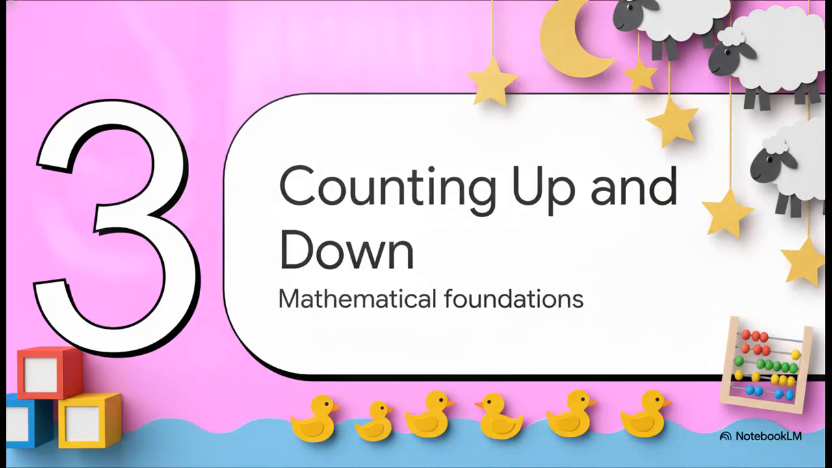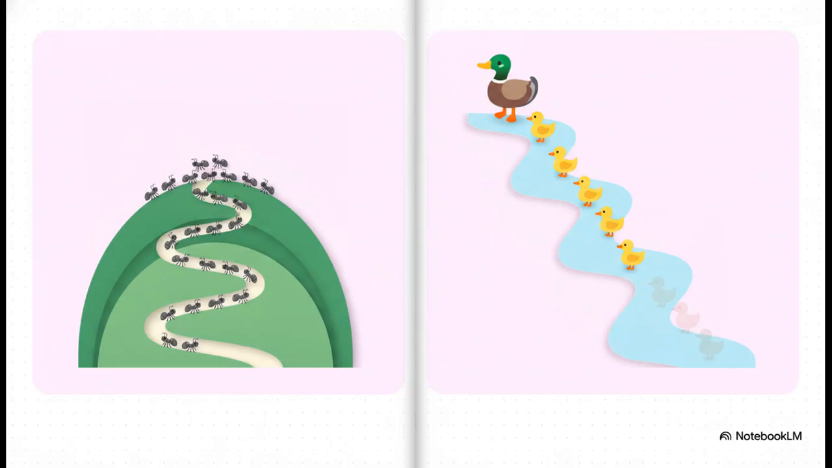Section 3, Counting Up and Down, Mathematical Foundations. Here, we can clearly contrast 2 completely different arithmetic lessons playing out right in the lyrics. On one hand, we've got sequential addition. The ants go marching 1 by 1, then 2 by 2, building upwards. On the other hand, we have the incredibly suspenseful subtraction of the 5 little ducks, counting down sequentially from 5 to 4 to 3 until they disappear.